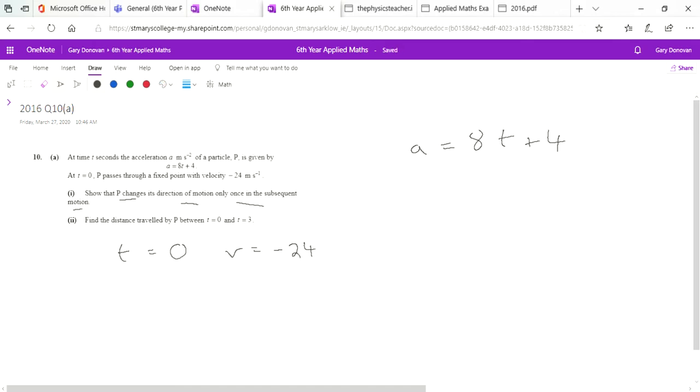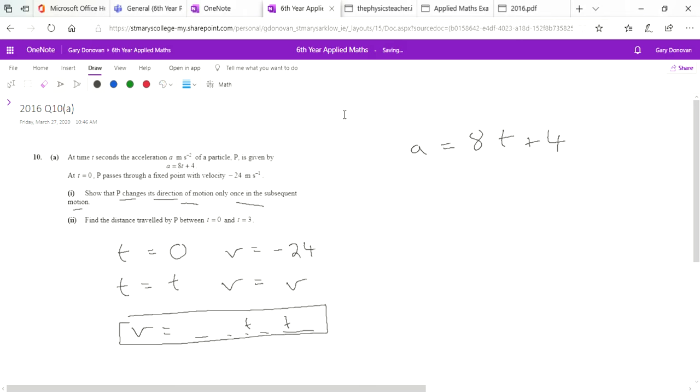Okay, so let's think about this. We have t and we have v. So we could actually use this to get us an equation for v in terms of t if we set our final time as time and our final velocity as velocity. This will allow us to get an equation v equals something with t's in it, so we can get the velocity at any time. Let's start with that, and then we'll think about the change in direction.